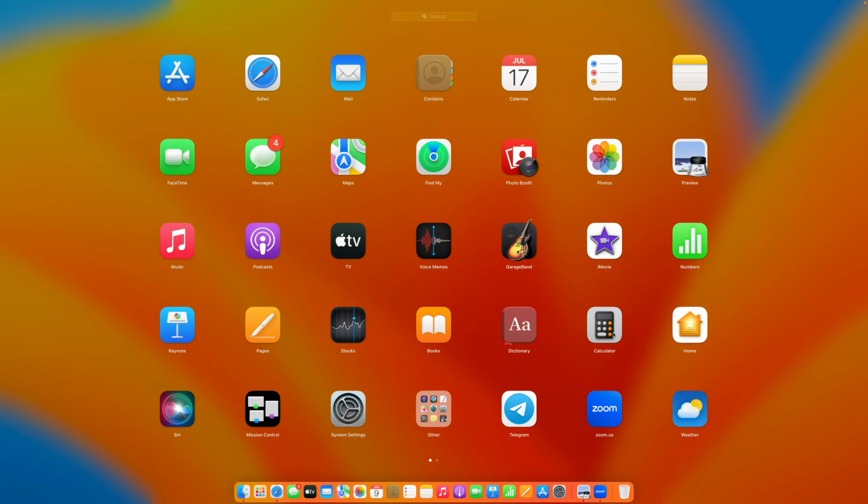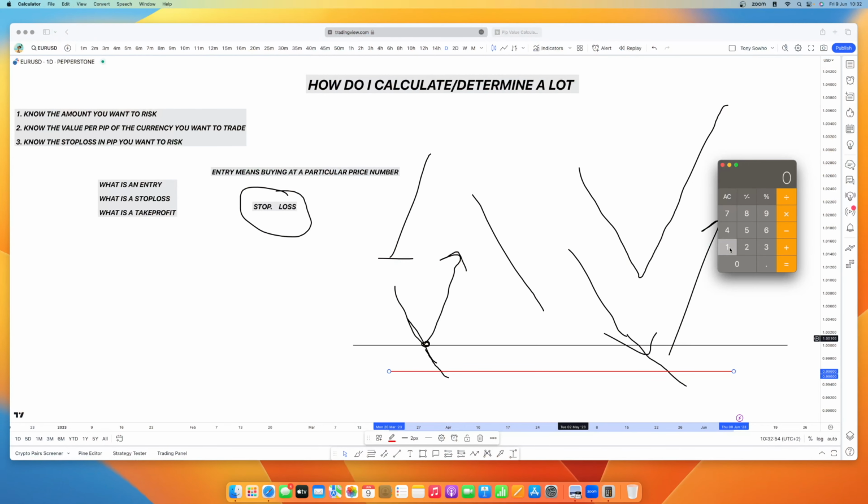So we're going to subtract 1.0000 with 0.9960. That's going to be 0.0040. I think that's about 40 pips or so.